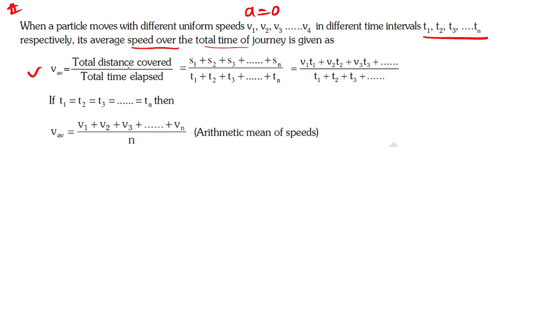So I can simply say average speed is total distance covered divided by total time taken, or total time elapsed. Totally, the distances are S1, S2 till Sn. If I take S1, what would I do then? The formula is S1 equals U1 T plus half A1 T square, can I write? But acceleration is not there, no? So this term completely goes to zero, and it becomes only uniform. So instead of S1 I will write V1 T1, V2 T2 like that. Can I write? Yes or no? Then your formula will become like this.